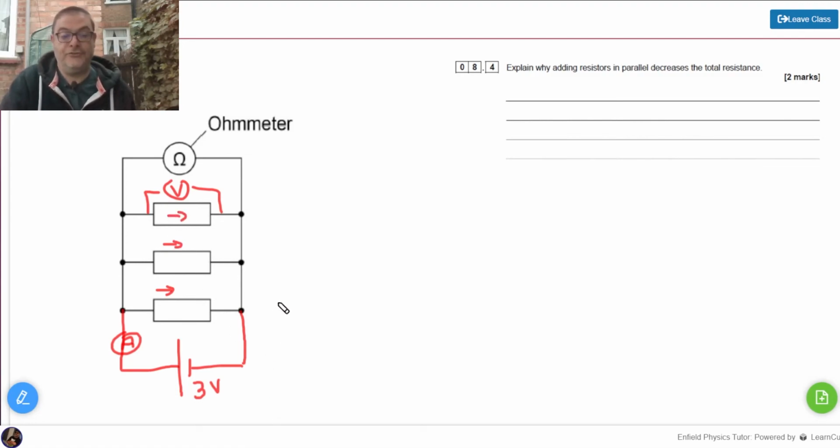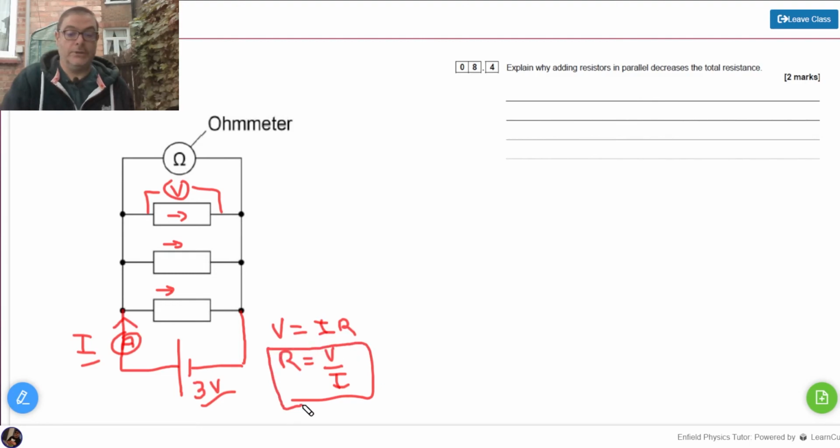Now, as far as the cell is concerned, the total resistance is going to be, from V equals IR, R is the voltage of the cell divided by the total current, which is the current that flows down through that ammeter there. So it's just 3 divided by whatever value I is. So looking at this little equation, let's bring it up here.